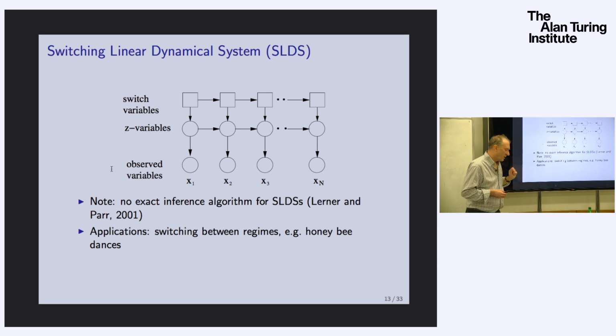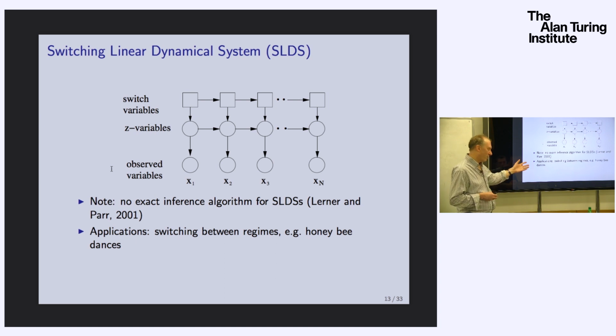So it turns out that for both discrete models, for HMMs, and for linear Gaussian models, we can do exact inference. At the risk of some contradiction, I think they're basically the only two situations where we can do exact inference. Certainly it's proved by Lerner and Parr that we can't do exact inference in this switching linear dynamical system. However, there are a number of approximations that are used in practice and can work quite well.